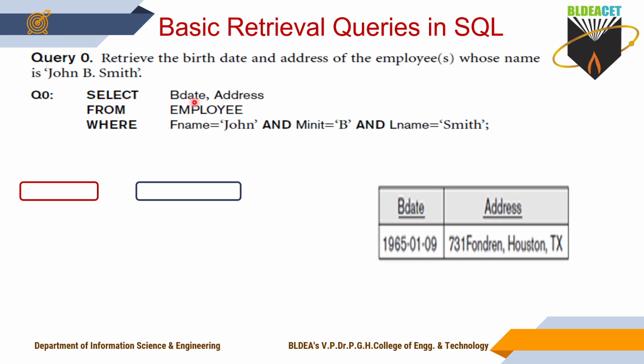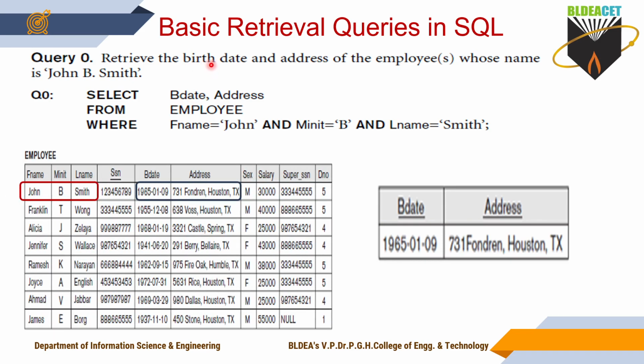So in the select clause, what do you have to specify? Which attributes you want to retrieve. Those attribute names you have to specify here. Here you want to retrieve the birth date and address. Which attribute in the employee table holds birth date? That is Bdate. And which attribute holds address? That is Address. So in the employee table, birth date is Bdate, comma, Address. These are the two attribute values you want to retrieve. Those attributes you have to specify in the select clause. In the select clause you must specify the attributes whose values you want to retrieve.